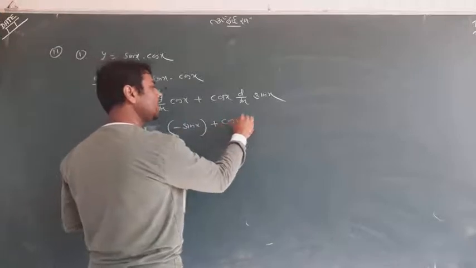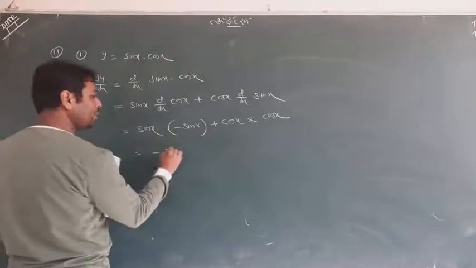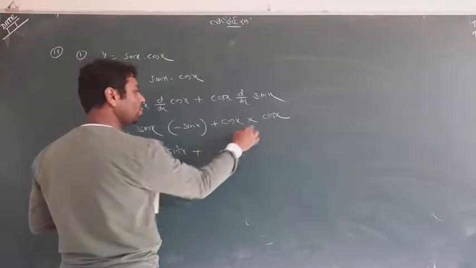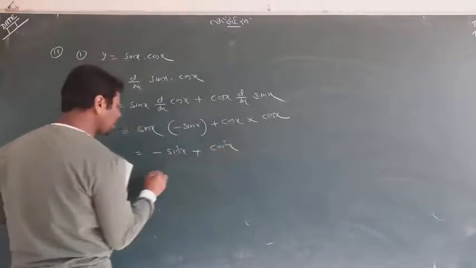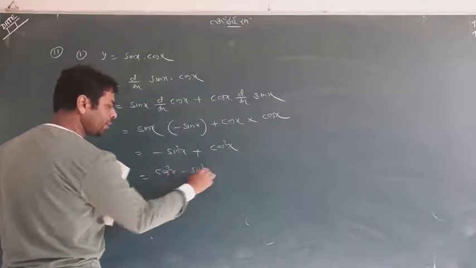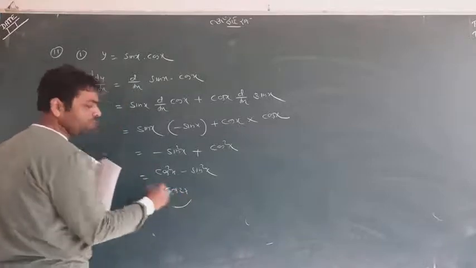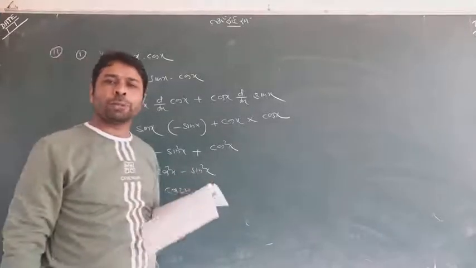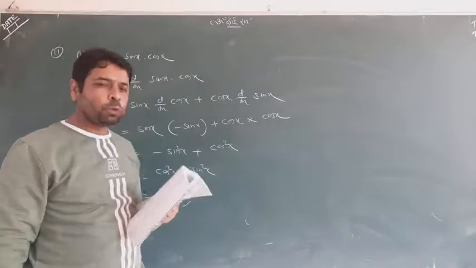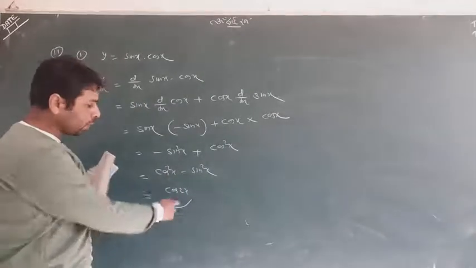This is cos x, and the differentiation of sin x is cos x. So sin into sin is minus sin square x, and cos into cos is cos square x. It can be written as cos square x minus sin square x, and cos square x minus sin square x is cos 2x. That is a trigonometry formula. If you don't remember, you can leave your answer right here, it is also correct. If you remember the formula, you can write cos 2x also.